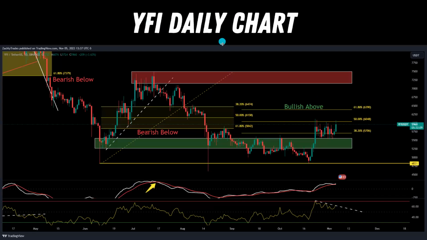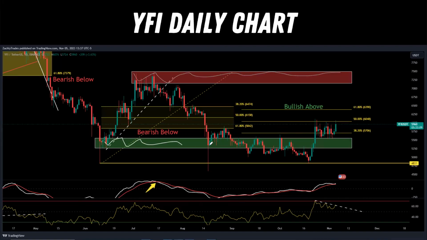Now we'll go ahead and get right into the video, and we'll start off here with YFI. Okay, we had our overhead supply zone here. We had our demand zone down below. And you see how it says bearish below here and bullish above. Well, let's break that down real quick.